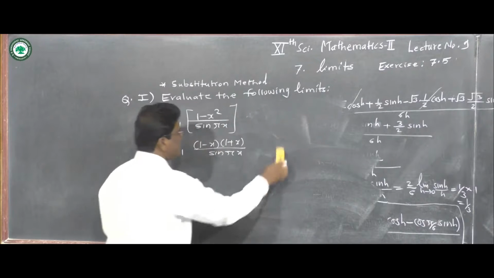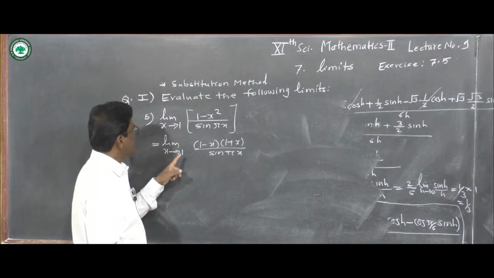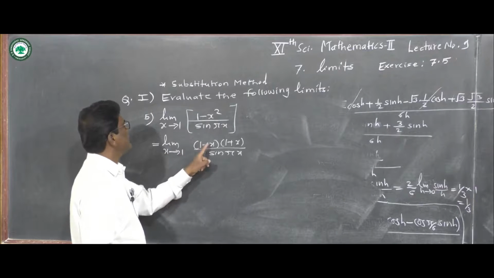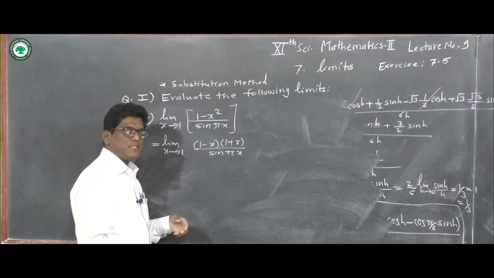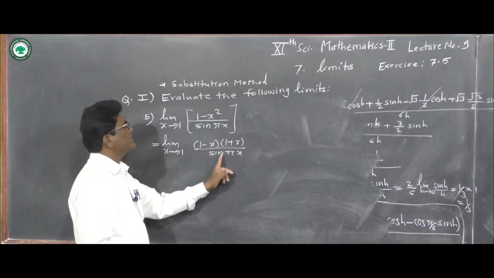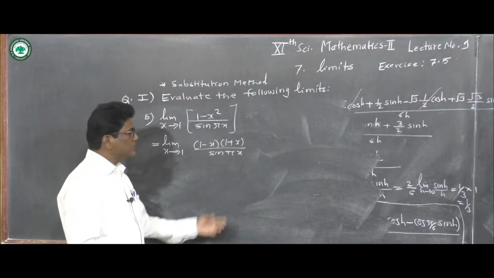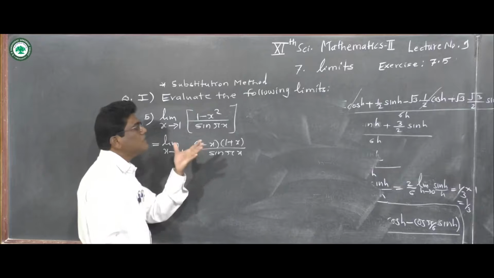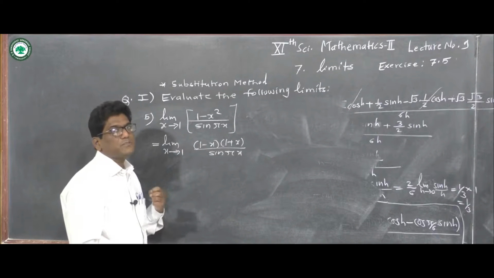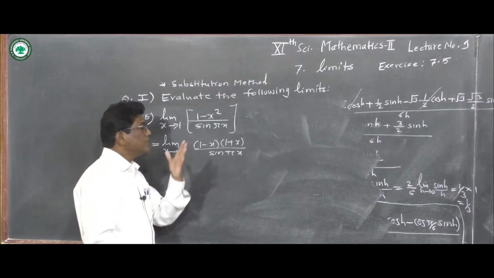Now here there is a direct subtraction, 1 minus x, in the numerator, so we use the substitution method. Also, the denominator is 0: if we put x as 1, sine of pi into 1 is sine of pi, and sine of 180 is 0, we know. So the denominator becomes 0, and we solve this problem using the substitution method. Why do we use the substitution method? Because the subtraction 1 minus x is given in the numerator.